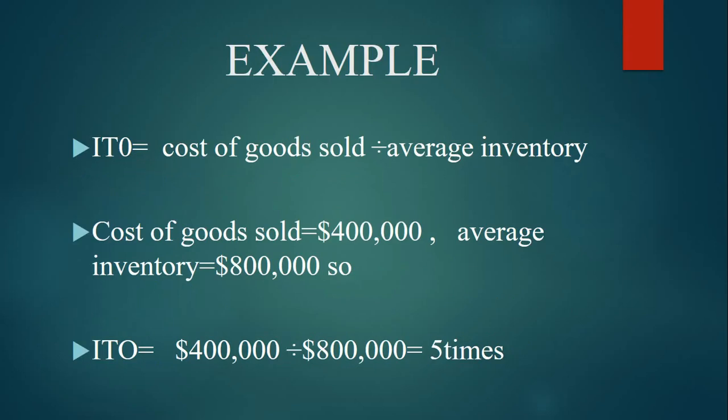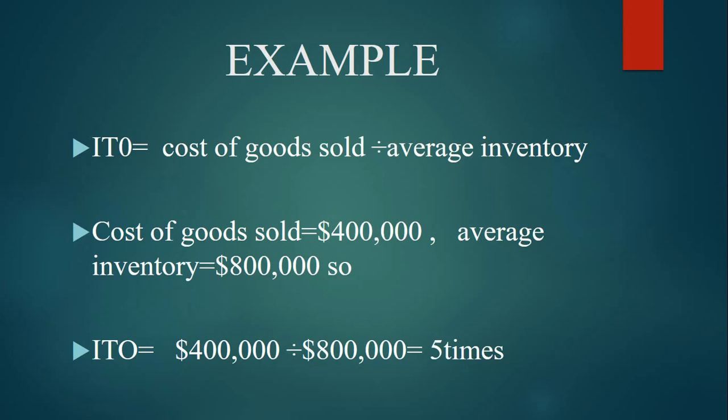When we take the practical example, the formula is the cost of goods sold divided by average inventory. However, if you don't have the figure of the cost of goods sold, you can take the figure of net sales or the total sales. And to calculate the average inventory, it will be the beginning inventory plus ending inventory divided by 2. So here the cost of goods sold is $4 lakhs and the average inventory is $8 lakhs. When we calculate it, it becomes 5 times.